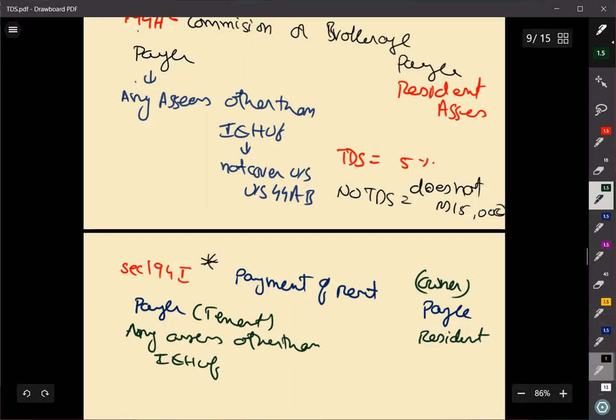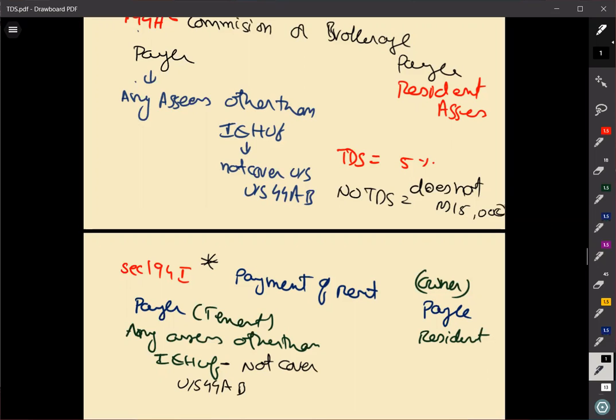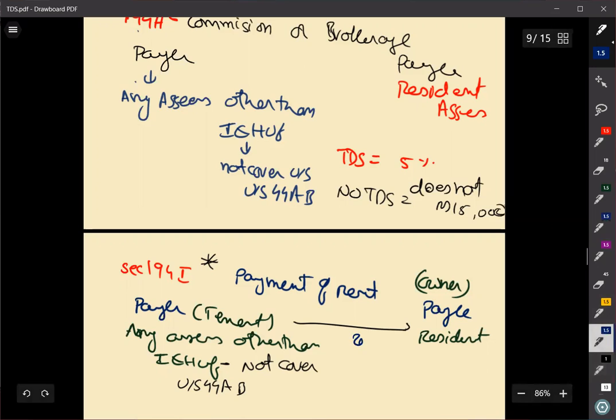Why are we leaving out individual and HUF? Because individual and HUF are not covered under tax audit under section 44AB. If individual and HUF are covered under tax audit, then even for them 194I becomes applicable. Now, what is this payer paying? This tenant is paying to the owner some amount of rent every month.